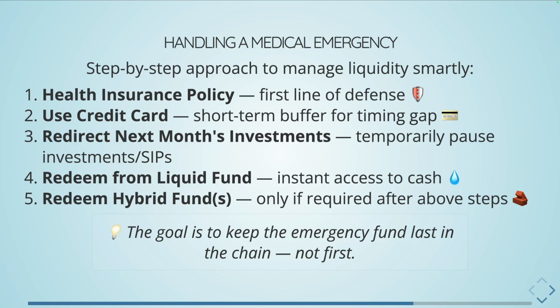And the next thing is stop the next month's investment and redirect all of it into the credit card expenses that have happened for the emergency. And then if all these things are not enough, then liquidate the liquid fund, as much as required. And if that is not enough, then go and touch the hybrid funds. The idea is that we touch the emergency fund later in the chain; we just don't spend the emergency fund whenever anything happens. Emergency fund is really for emergency, so it has to be kept that way.